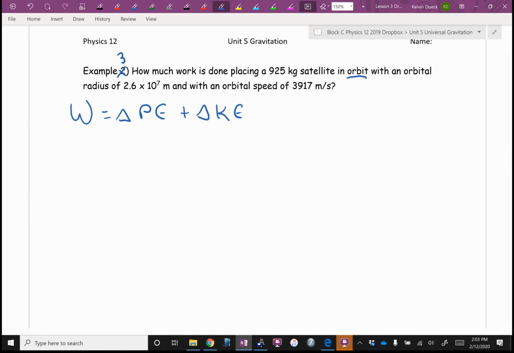I'm not going to do this in one step. I'm going to find the change in potential, get an answer, and I'm going to find the change in kinetic, get an answer, and then I'll add them up. Which one do you want to find first? Change in potential or change in kinetic? Doesn't matter. Pick. Change in potential.